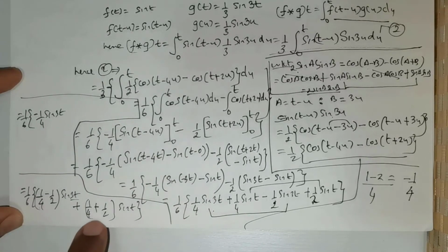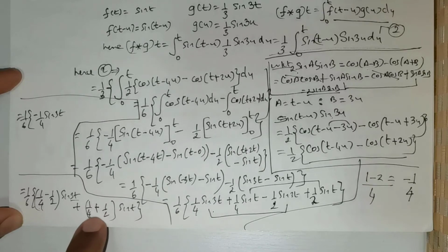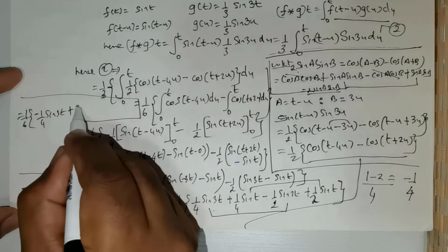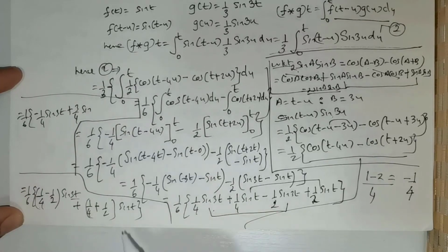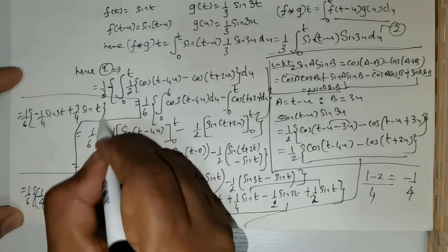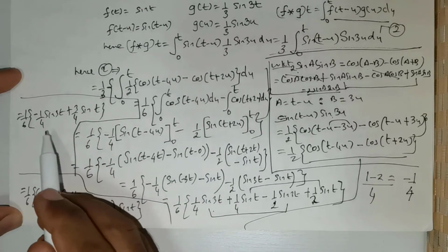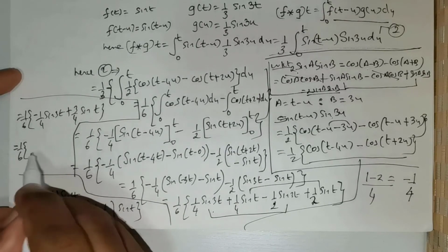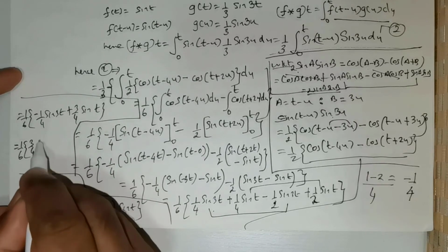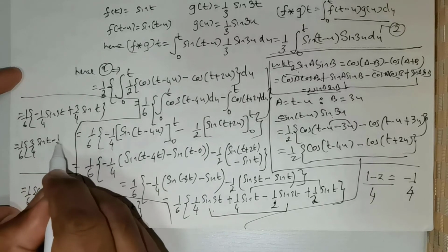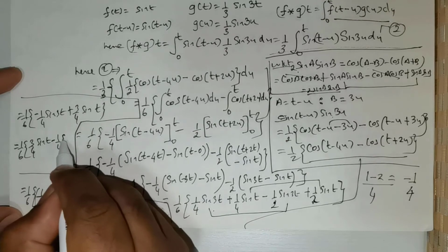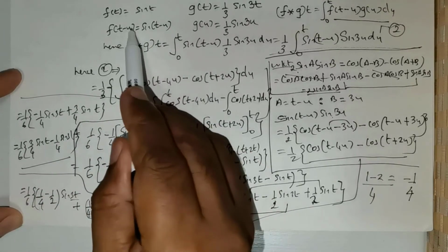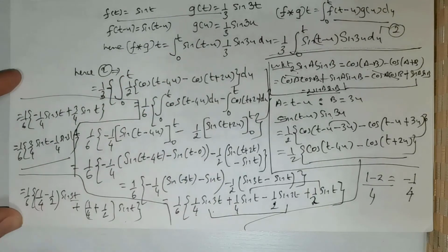And as I mentioned to you, I take 4 as the LCM. So this would give me 3 over 4, so positive 3 over 4 sine t. So this is what I've got. Now I can rewrite this as 1 over 6 times positive value first: 3 over 4 sine t, negative 1 over 4 sine 3t. So this is the convolution that we started off. Convolution of these two functions.